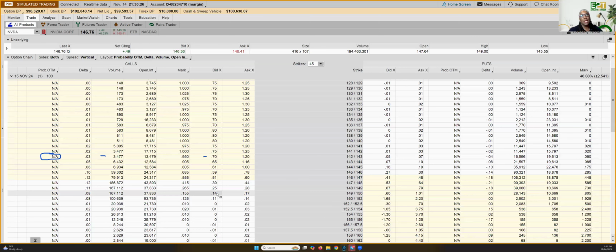So theta decay is something that works for sellers. And you don't have to worry about, I better close my trade because theta is going to start eating on my premiums. That's what we want. We want theta to eat on the premium. Right. Okay. Let's go look at Netflix.